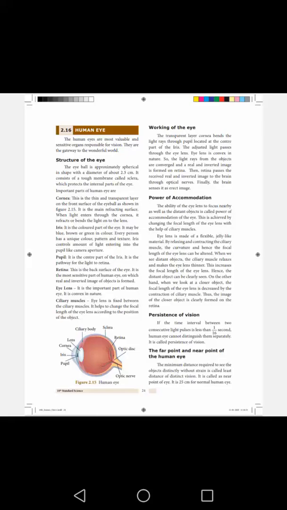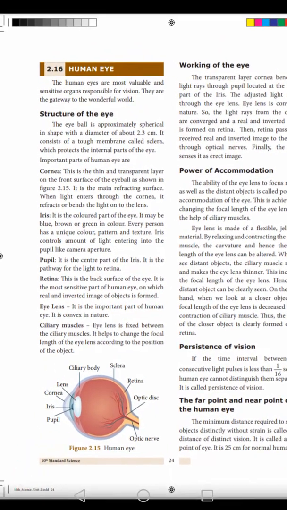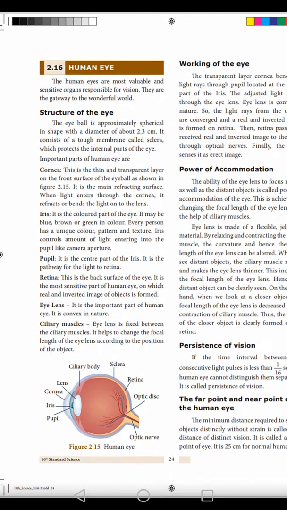What is the structure of the human eye? First, the eyeball is approximately spherical in shape. Its diameter is 2.3 centimeters. It consists of a tough membrane called the sclera. The sclera protects the internal parts of the eye.